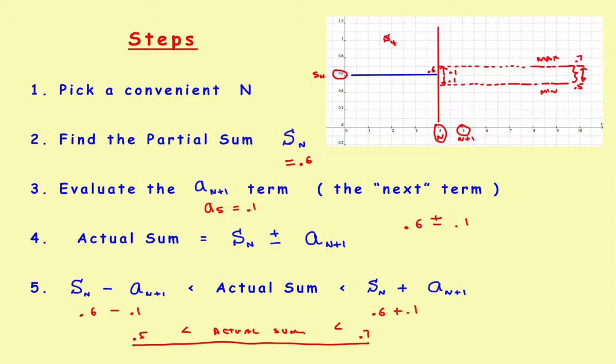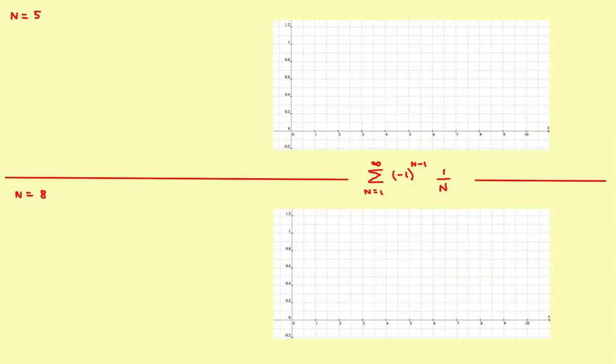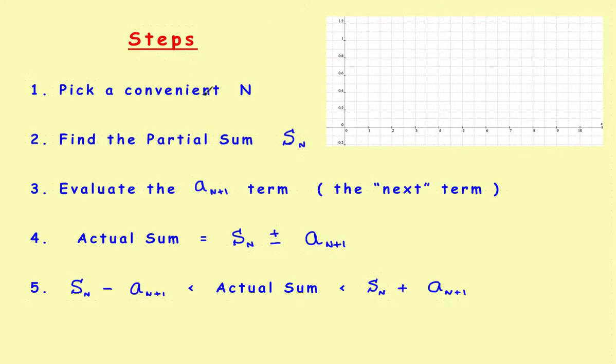So now with that in mind, let's go ahead and actually work out a problem. So we'll remove all this and go back. And this is the problem that we're going to work, but we're going to do it 2 different ways. So first of all, in the first case, let's assume we use 5 terms. Second case, let's assume we use 8 terms. And that's going to be step 1. So we can cross off step 1. We've picked a convenient n.